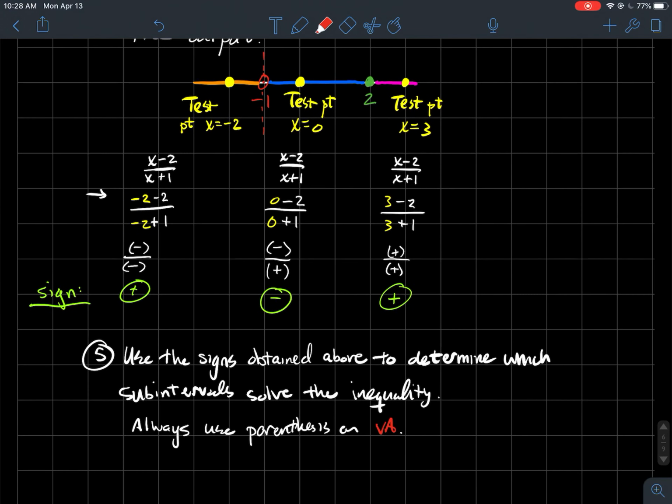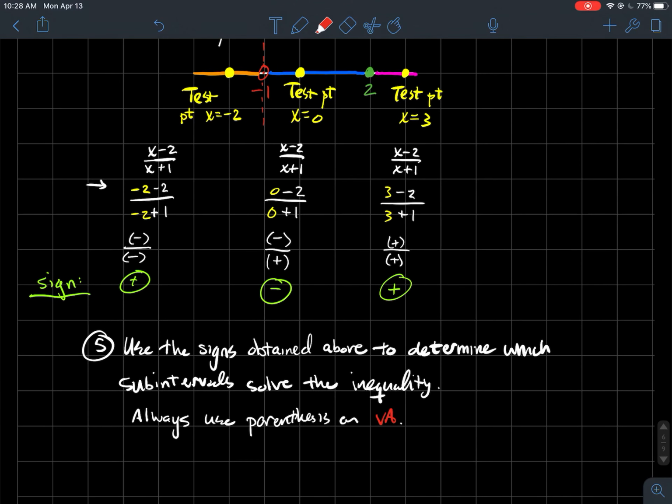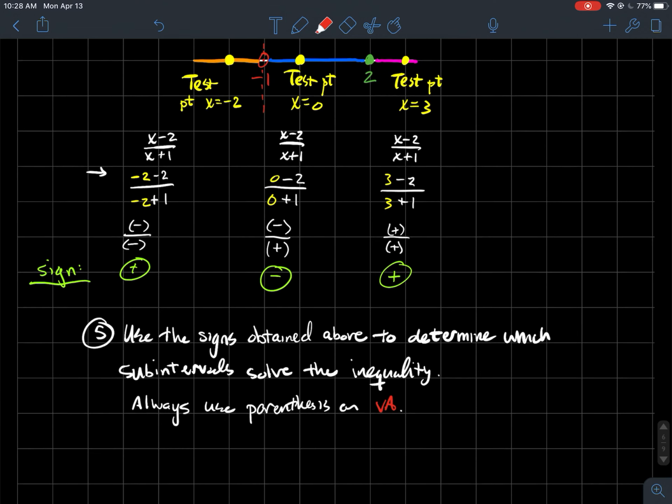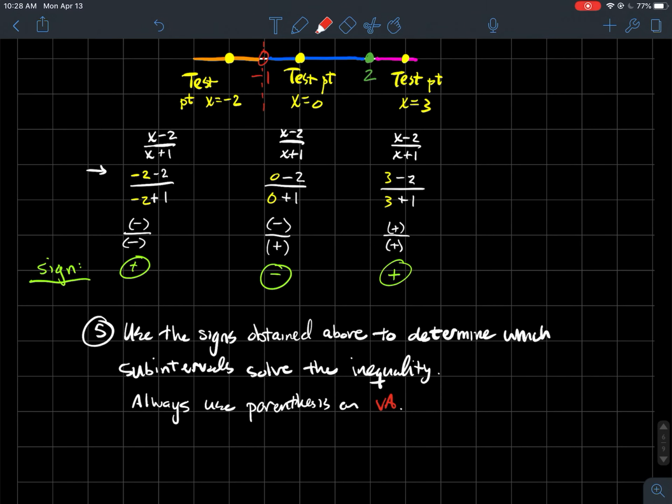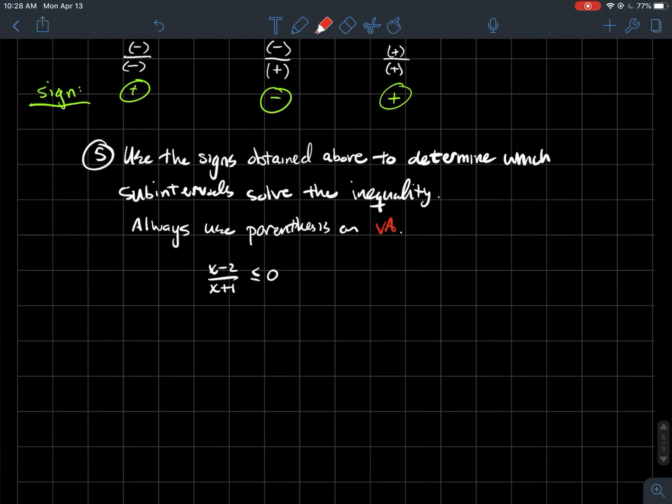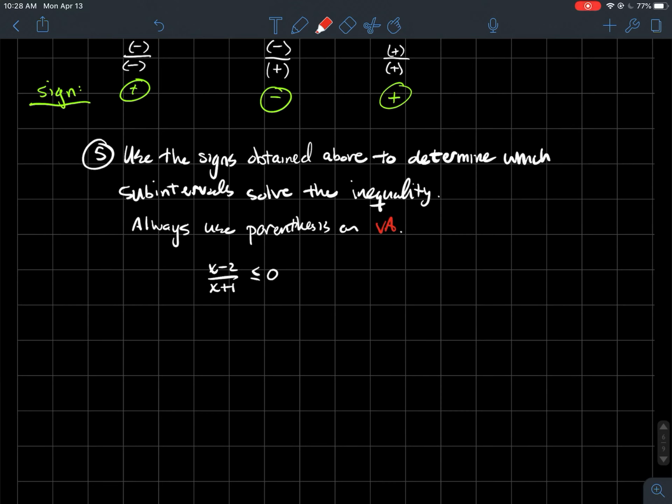Now we'll use those signs to determine which subintervals actually solve your inequality. As a rule of thumb, in interval notation always use a parenthesis whenever a vertical asymptote is one of your endpoints. That's because the rational function is undefined at the vertical asymptote. I'm looking at x minus 2 over x plus 1 is less than or equal to 0. That was the original. If you're less than or equal to 0, that means you want the minus signs that we found in step 4. And since it's or equal to, it's okay if it is 0. So you'll use a bracket whenever a 0 is one of the endpoints of your interval.